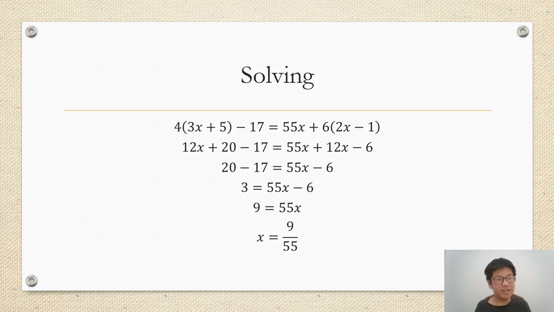Yeah, right. It is quite simple because you can add 6 to both sides. Then you get 9 equals to 55x, and then you get x equals to 9 over 55.